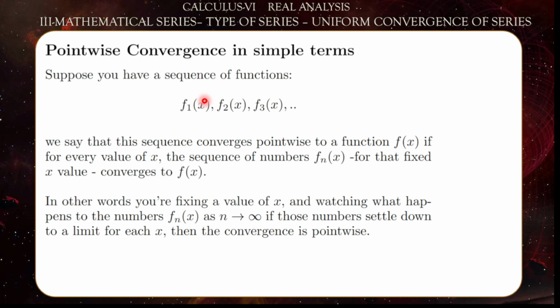Again, what is pointwise convergence in simple terms? Suppose you have a sequence of functions f1(x), f2(x), f3(x), etc. We say that this sequence converges pointwise to a function f(x) if for every value of x, the sequence of numbers fn(x) for that fixed x value converges to f(x).